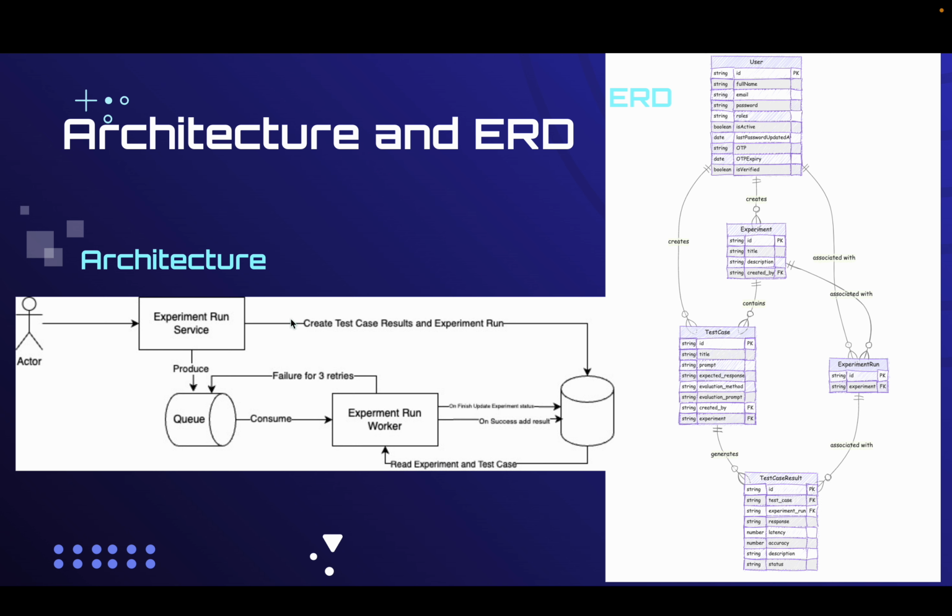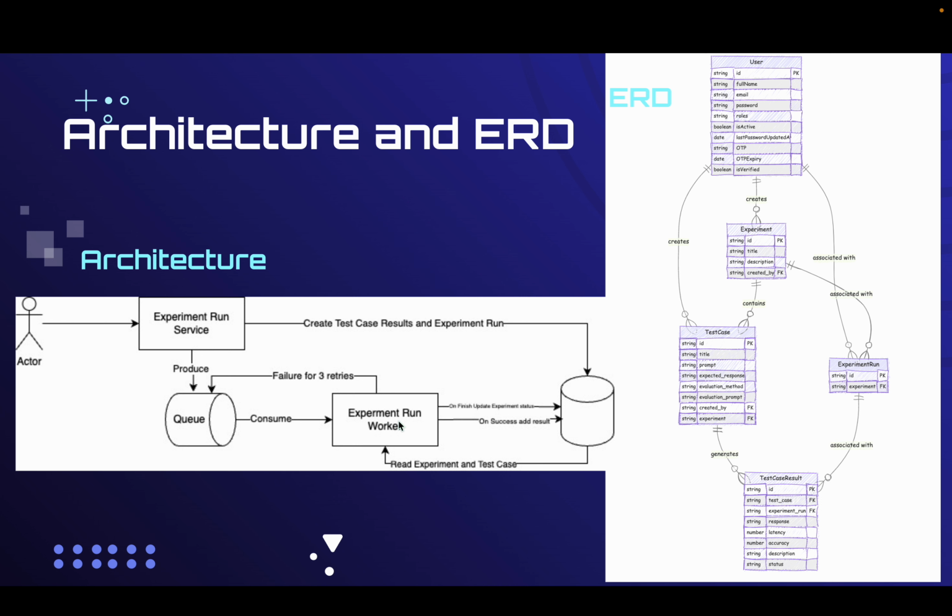And right here we have the architectural design for when someone runs an experiment. After creating the experiments and test cases, you come here and say run the experiment, right? When you do that, the experiment comes here, and we create a test case result and also an experiment run, save them in our database, and then we publish, or push, each test case result to the queue so that they can be processed. Everything is going to be pending in this status.